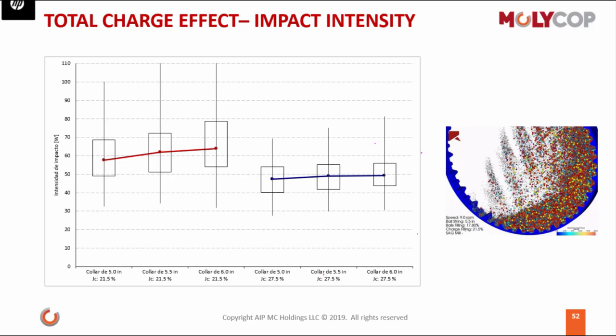What happens with the total charge affecting the impact intensity? You can see here in this graph, the red line is when you are running the mill at a total charge of 21%, and you can see that the impact intensity is about 60 to 65. But if you increase the total charge to 27, this impact intensity is going to be reduced. That means that you are doing some kind of protection to the liners. You are avoiding hitting the liners, and you are running the mill in the right way.